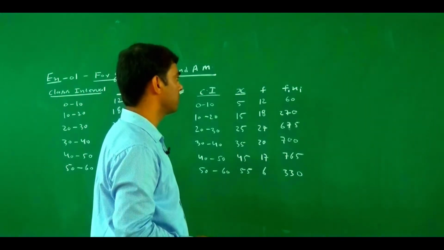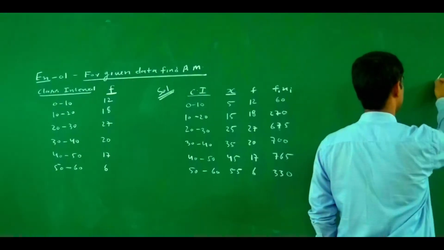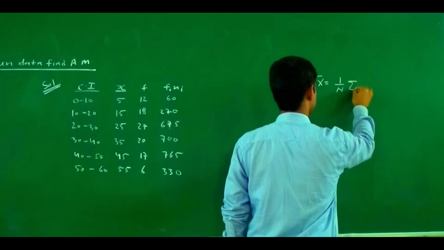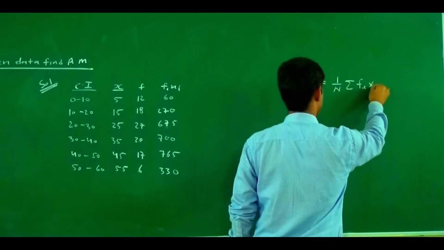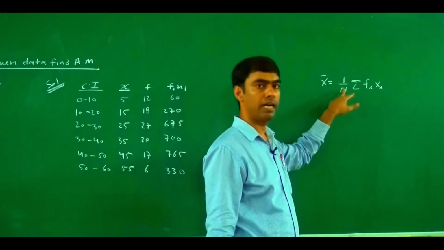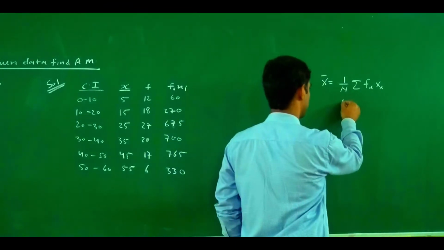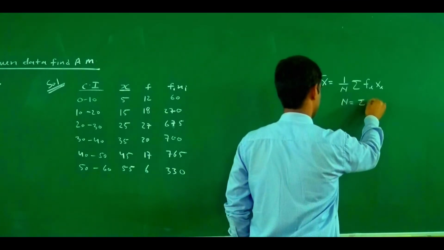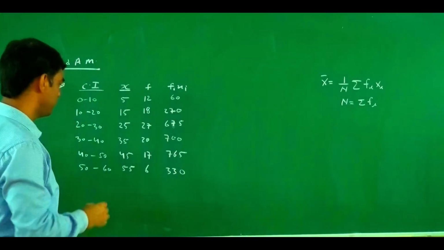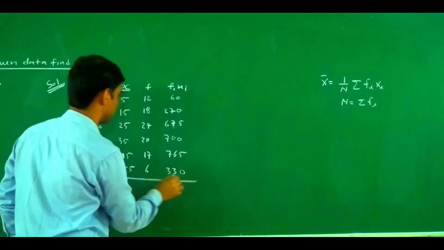So what is the formula for arithmetic mean? X bar equals 1 upon capital N summation of fi xi. So there is a need of two terms, summation fi xi and capital N. What is capital N? Capital N is the summation of fi. So here we find the sum of these terms.